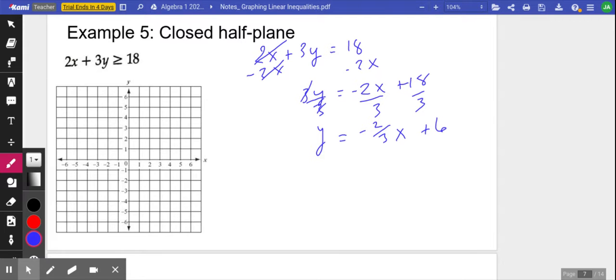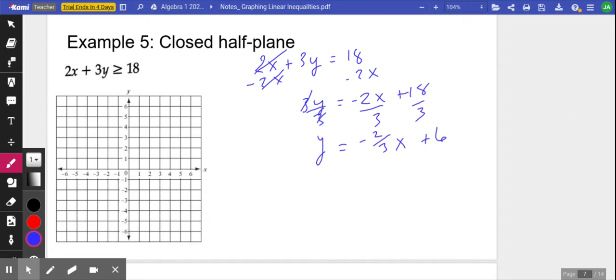All right, let's finish up these notes on graphing linear inequalities. So I already started this one. This is a closed half plane, meaning when we draw the line, it's not going to be dotted. It's going to be a solid line. So we have 2x plus 3y is greater than or equal to 18.